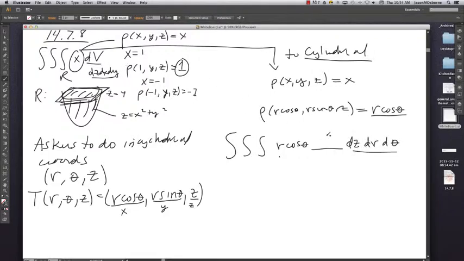Because we have changed variables, we always need a compensation term. That would be the determinant of the Jacobian of this transformation. If you were to compute the determinant of the Jacobian of this transformation, you would simply get r.